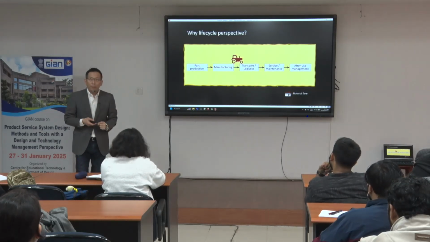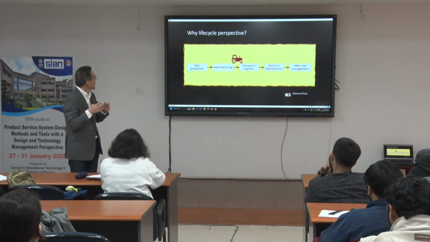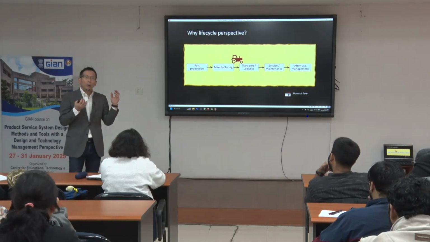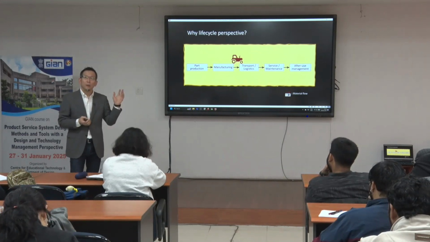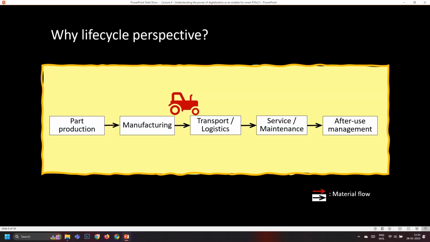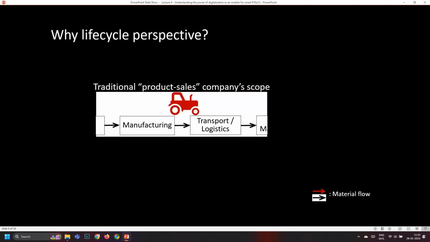So now, putting us in the PSS context, it is important to have this life cycle perspective from the product point of view, right? The product life cycle typically consists of these different phases: part production, manufacturing, meaning assembly of different parts and assemblies, and transport and use together with service and maintenance, and after-use treatment and management.